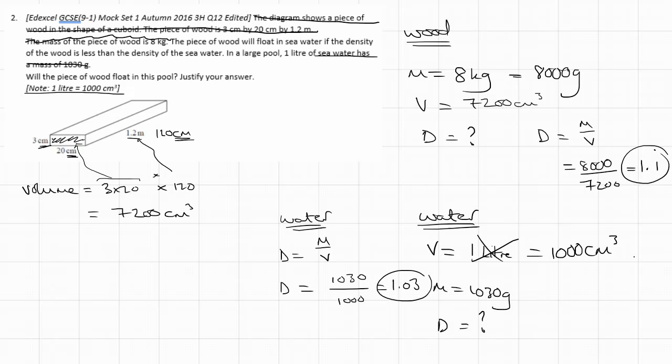It says in the question the piece of wood will float in the seawater if the density is less than the density of the water. Well, 1.1 is larger than 1.03. Therefore, the wood will sink because the density is greater, so it will sink.